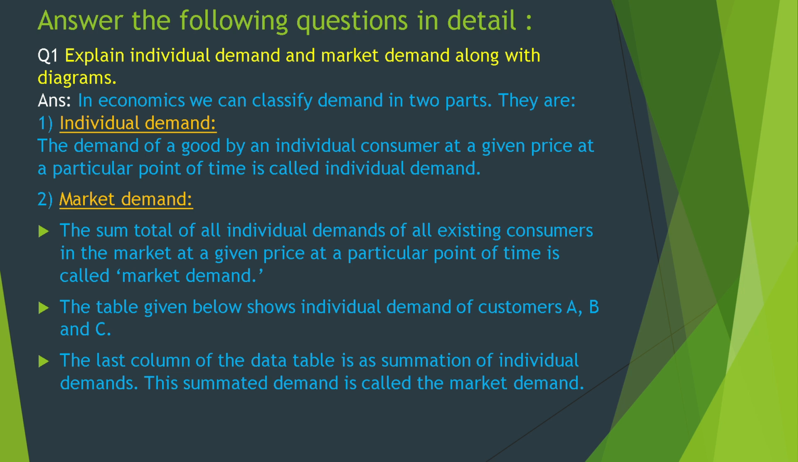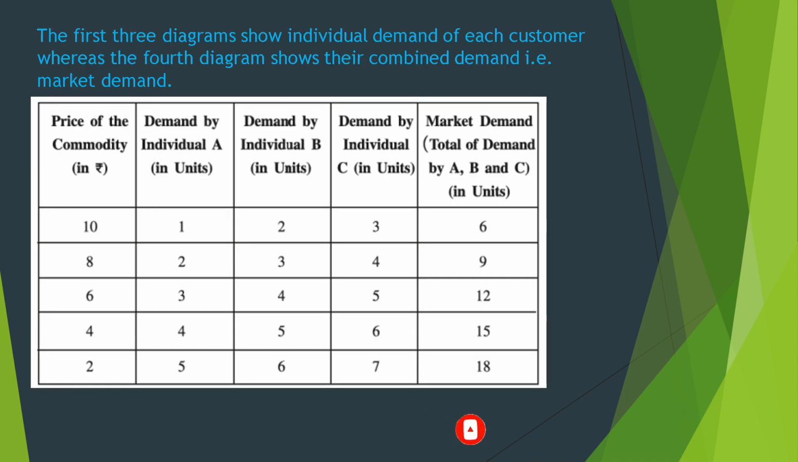The table given below shows the individual demand of consumers A, B and C. The last column of the data table is a summation of individual demand. This summed demand is called the market demand. The first three diagrams show the individual demand of each consumer, whereas the fourth diagram shows their combined demand, that is, market demand.